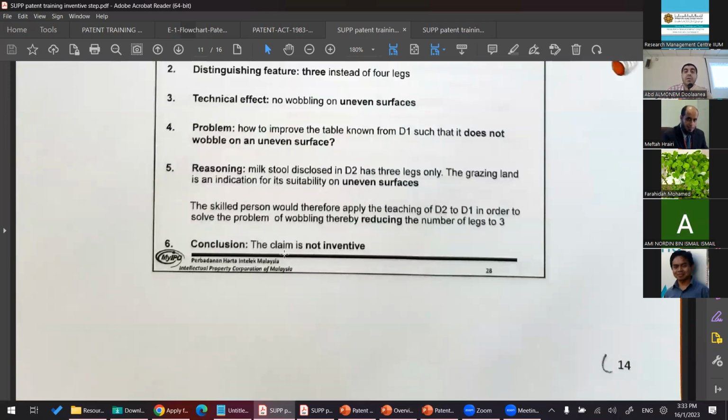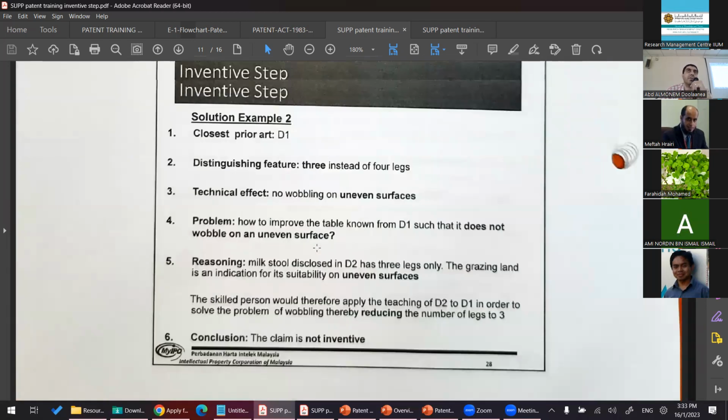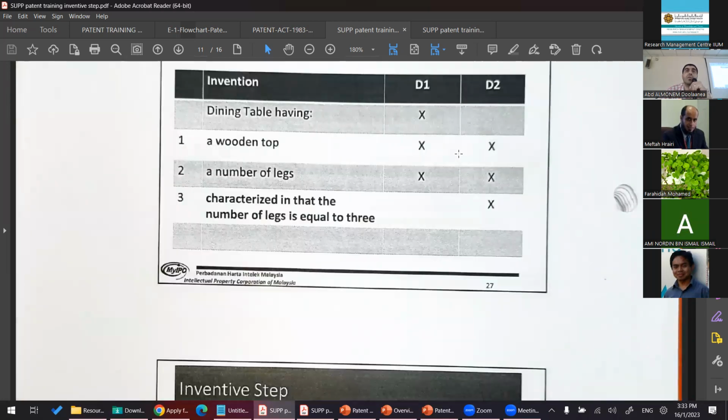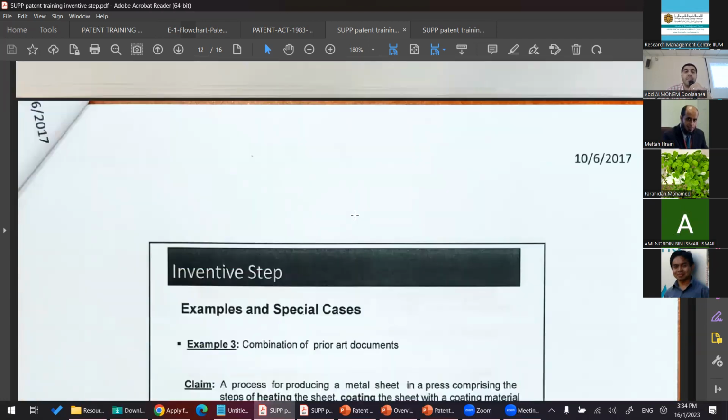Okay, in this way, the claim is not inventive. As mentioned before, it's novel over each one, but it's not inventive because we can combine these 2 documents to get to our invention.